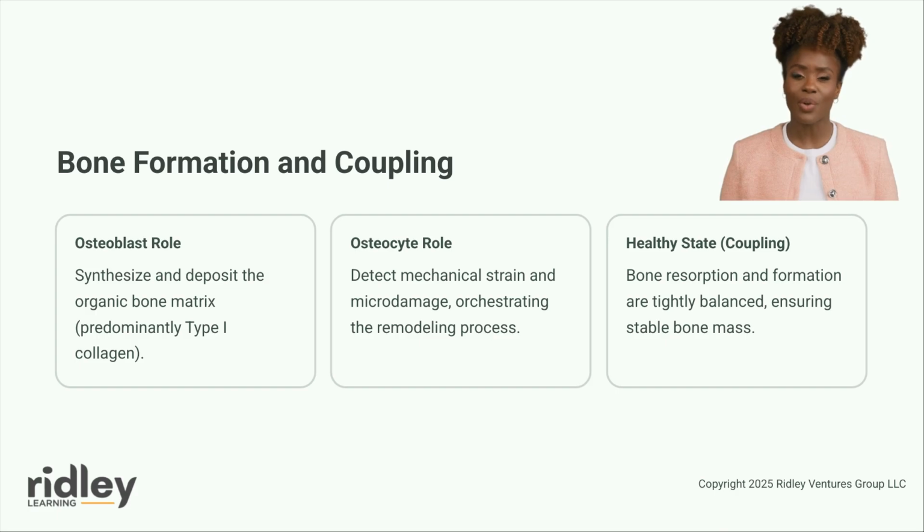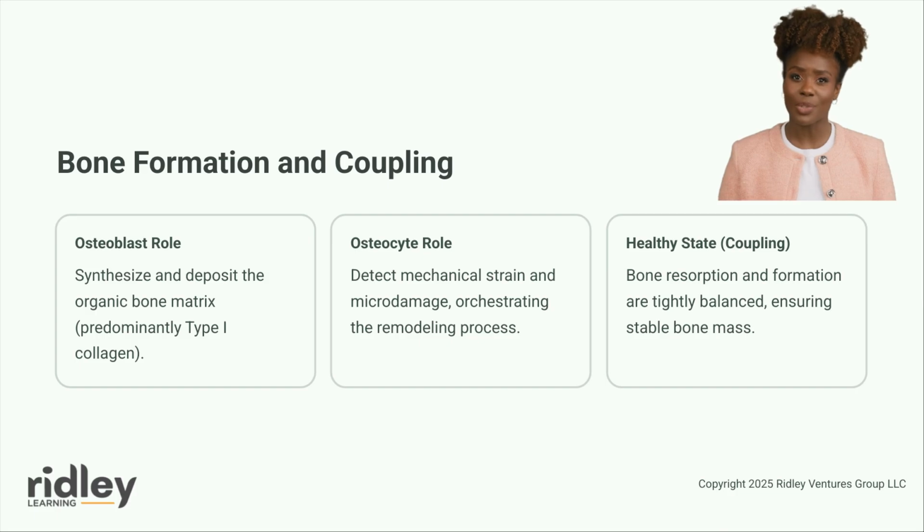Through this network, osteocytes orchestrate the targeted activation of remodeling in response to mechanical loading and accumulated damage. They secrete signaling molecules including sclerostin that regulate osteoblast activity and couple bone resorption to subsequent bone formation.